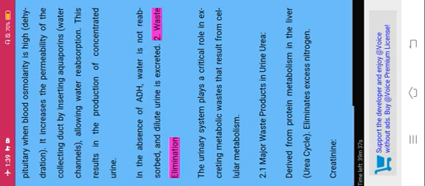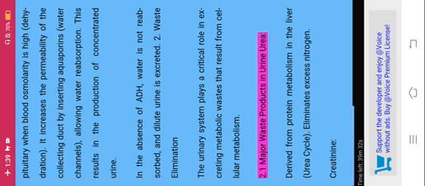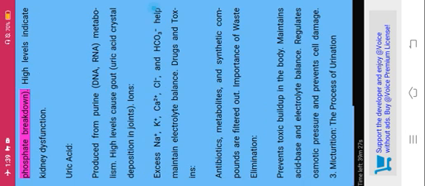2. Waste elimination. The urinary system plays a critical role in excreting metabolic wastes that result from cellular metabolism. 2.1 Major waste products in urine: urea. Derived from protein metabolism in the liver, urea cycle. Eliminates excess nitrogen. Creatinine: product of muscle metabolism, creatine phosphate breakdown. High levels indicate kidney dysfunction.